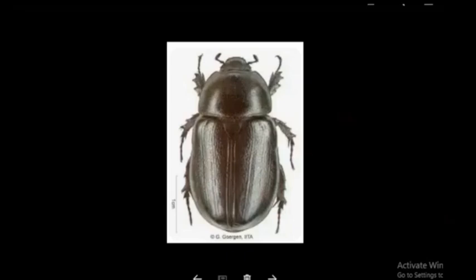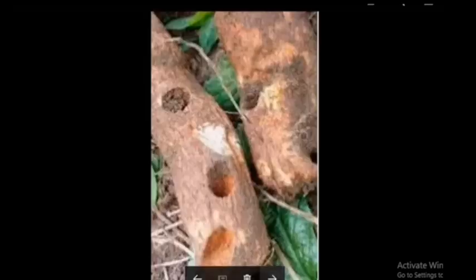So this is what the yam beetle looks like. You can see this is what the yam beetle looks like. This is another picture of the yam beetle. You can see. So when it damages yam, this is how the holes will be on the yam. You can see how the yam looks.